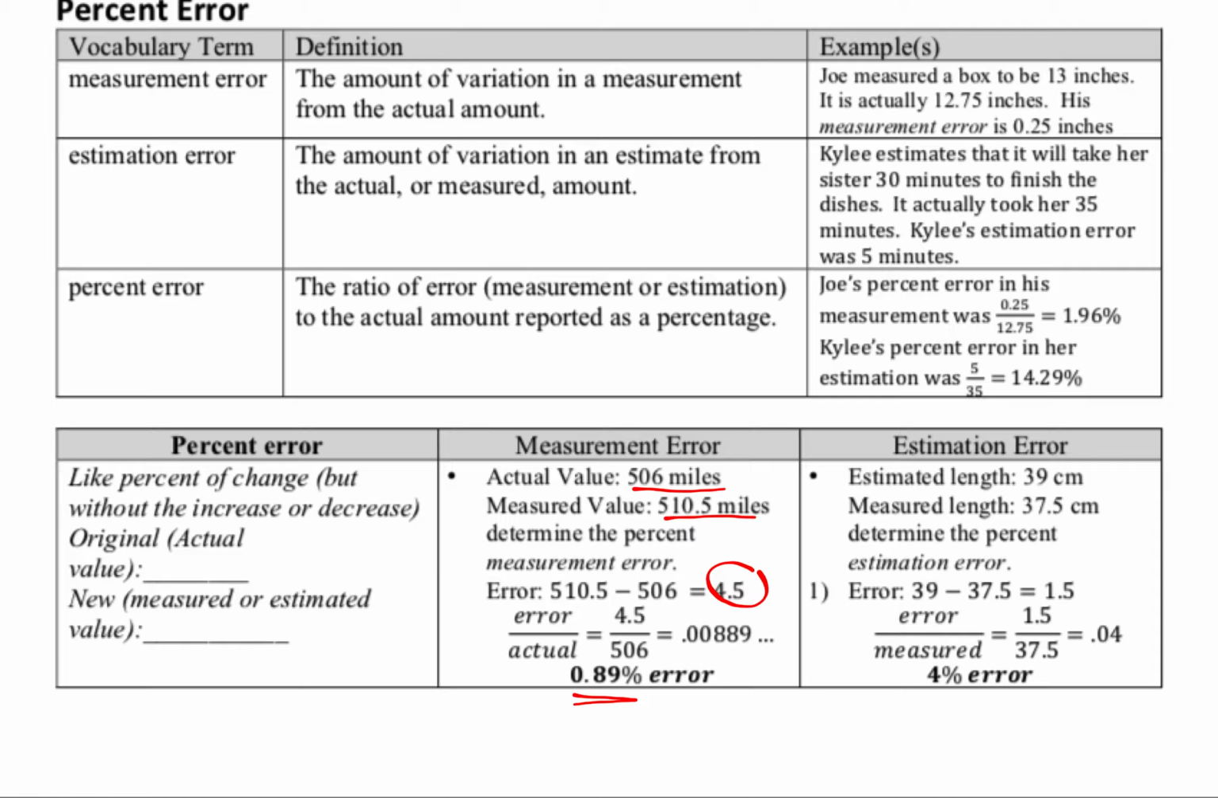Estimation error: if I estimated something to be 39 centimeters and it ended up being 37.5, I'd be off by 1.5 centimeters. Compared to the actual length, which is the measured length, it's 0.04, so that's 4% error.